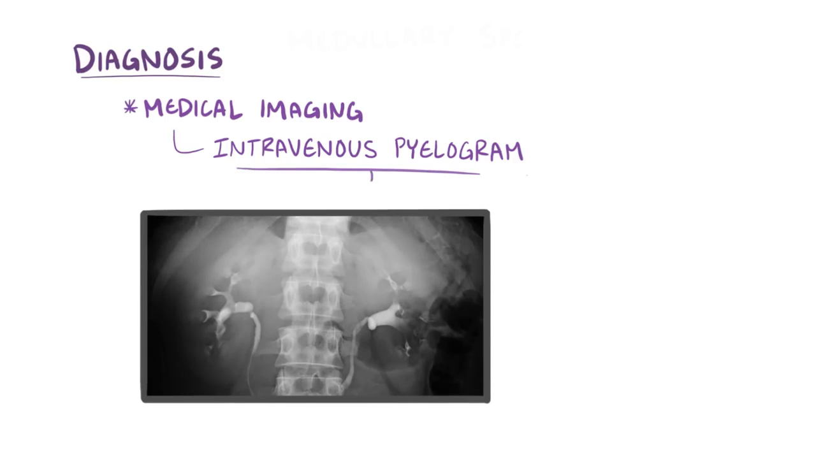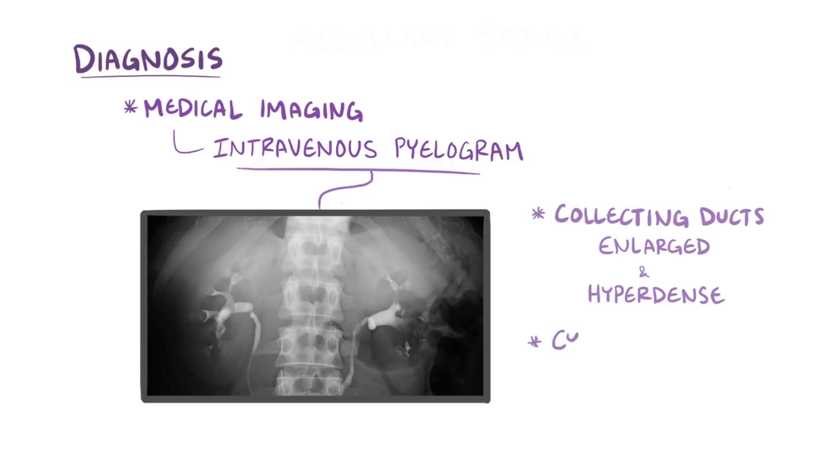Medullary sponge kidney is usually diagnosed by medical imaging. For example, an intravenous pyelogram is a type of X-ray that uses contrast to show the enlargement and hyperdensity of the collecting ducts and cysts. These tend to show a classic feathered appearance of the ducts at the interface of the papilla and calyx.